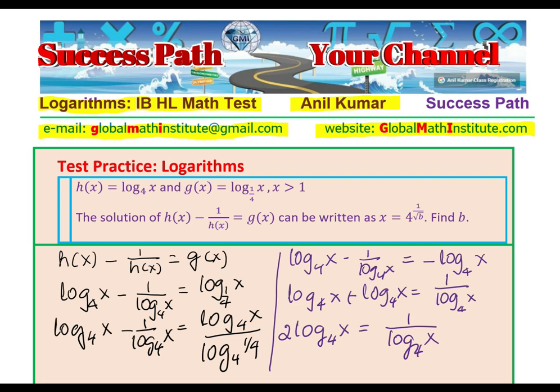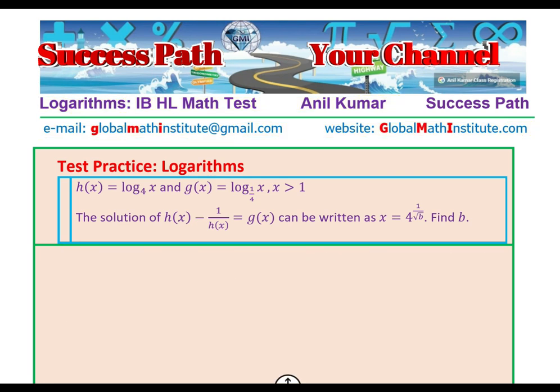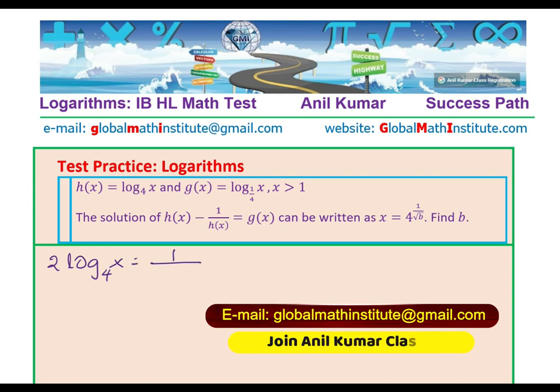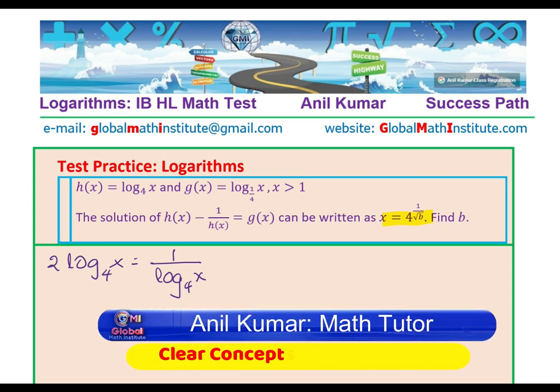Perfect. So I'd like you to now pause the video and complete the solution. Let me take this to the next page. So we have 2 log to the base 4 of x equals 1 over log to the base 4 of x, right? Now since we are looking for a solution in this form, x equals 4 to the power of something, base 4 is correct. Now we have to work out that power, 1 over square root b. So that gives us an idea that there should be something like a square.